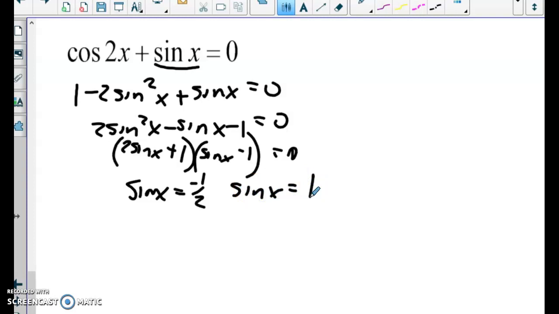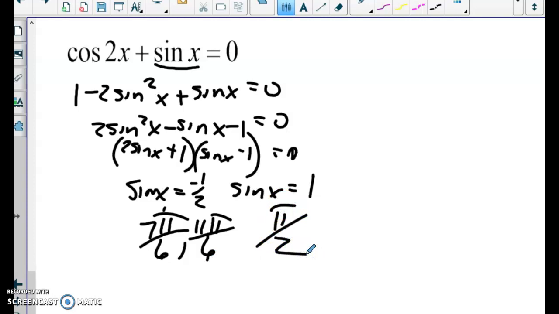We know that the sine is equal to negative 1/2 at 7 pi over 6 and 11 pi over 6. And we know that the sine is equal to 1 at pi over 2.